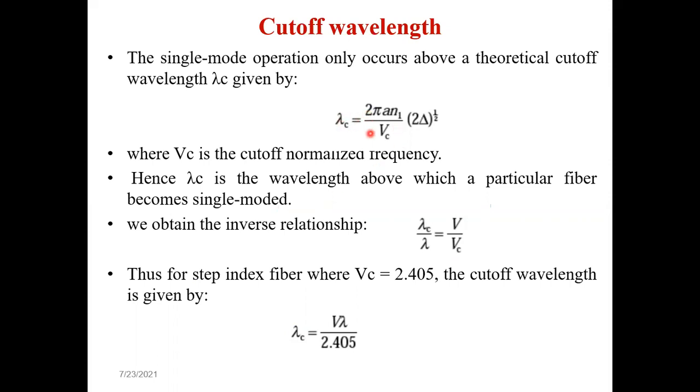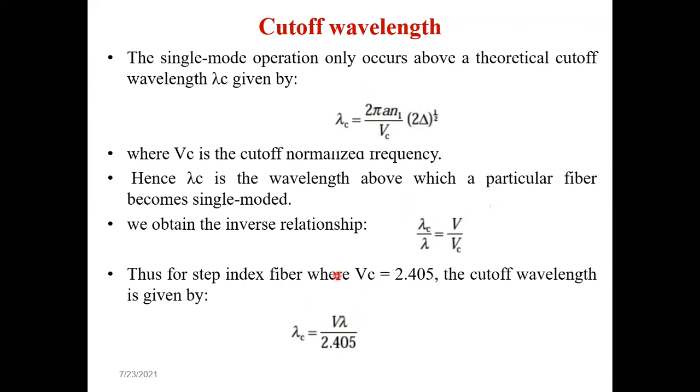So at that time, you have to use lambda c, or there you have to use VC, where you will put the value of VC as 2.405. Okay, and if I put this value over here, the new formula for lambda c will be V lambda upon 2.405. If I take this ratio, all these terms cancel out. So I have lambda c equal to V lambda upon 2.405. So please write down.